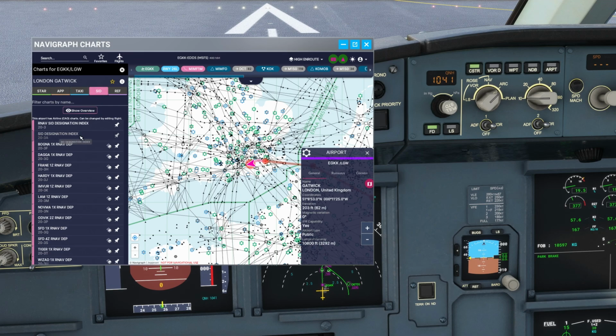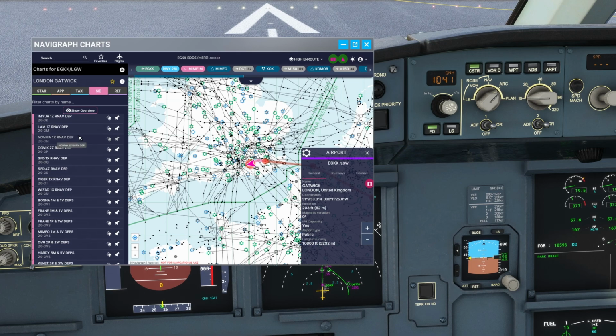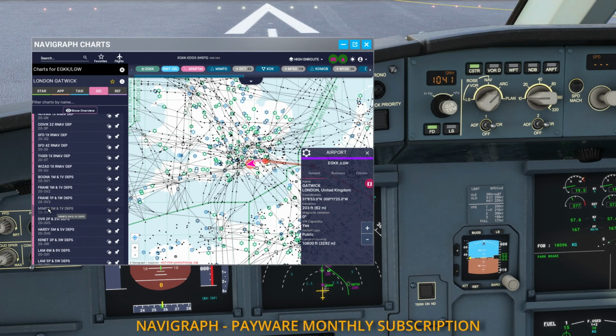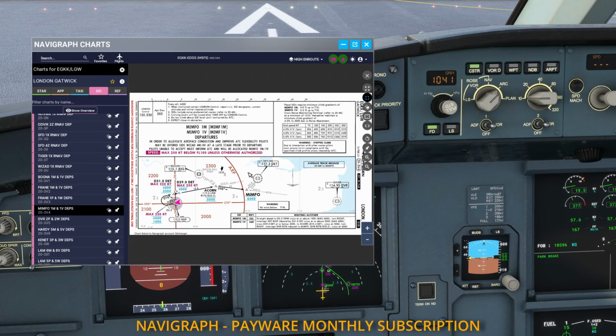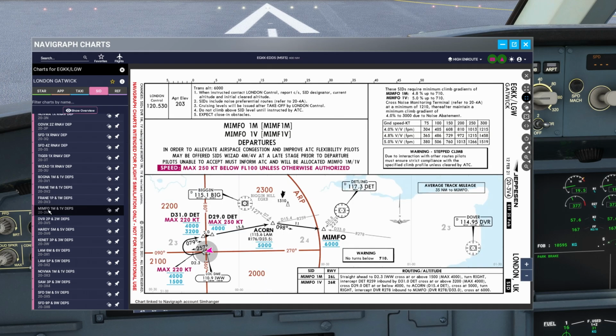In addition to this information, you will need to refer to various maps. In this case, I'm using the InSim Navigraph. My flight plan has been loaded in. I've selected Gatwick, and if you recall, we selected the MIMFO departure. So again, I can have a quick look at the detail here. Looking at this chart, we can see various bits of information.